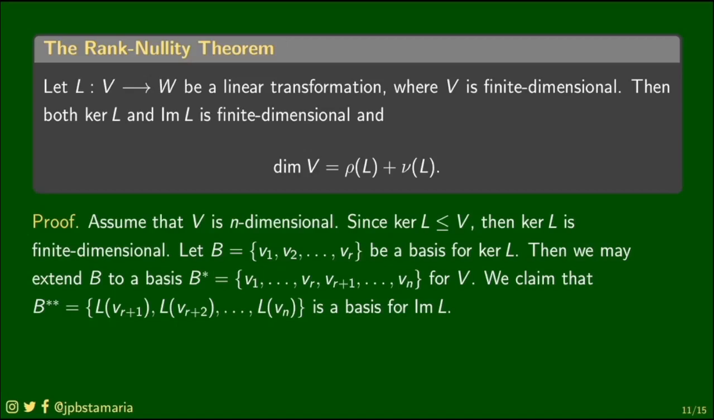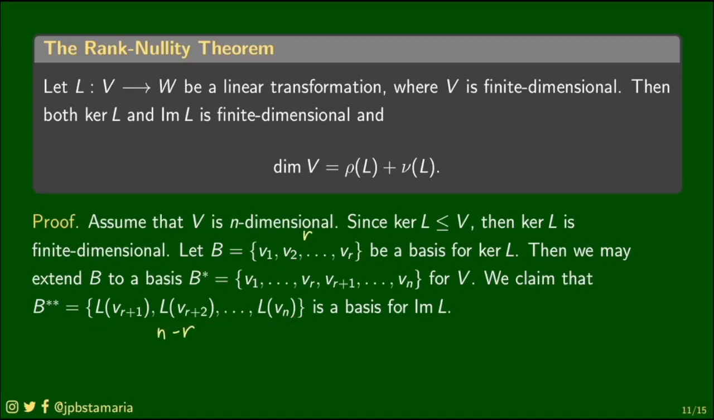By the way, how many elements are there in the basis for the kernel? We have r vectors over here, right? How many elements are there in B double star? In B double star, there are n minus r. Why n minus r? Because this was taken from this set with n vectors, and you just have removed these. So if this forms a basis for the image, then there are n minus r. If you now add the dimensions of the kernel and the image, you get r plus n minus r, which is equal to n, which is the dimension of V. So we're done.